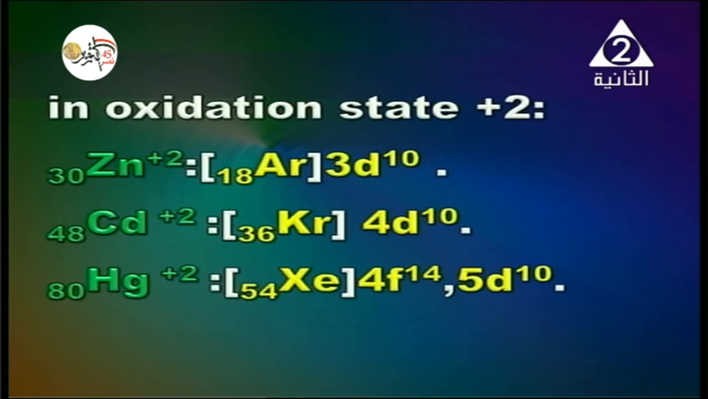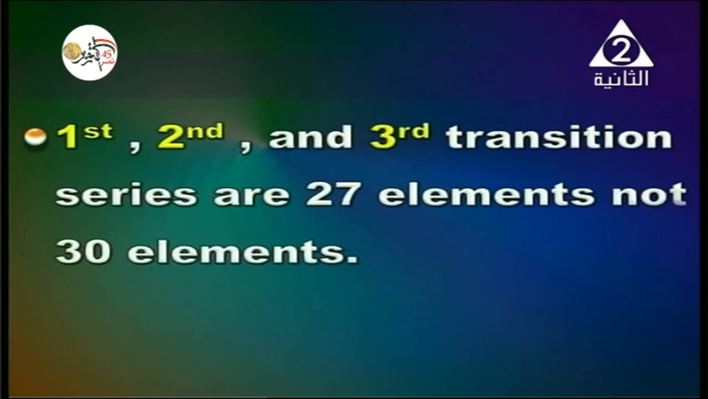In the oxidation state positive 2: Zn positive 2, argon 18, 3d10; cadmium positive 2, krypton 36, 4d10; mercury positive 2, Xe 54, 4f14, 5d10. The first, second, and third transition series are 27 elements, not 30 elements.